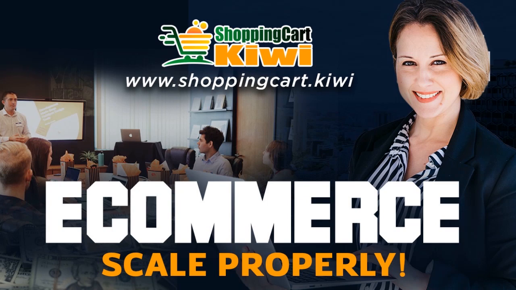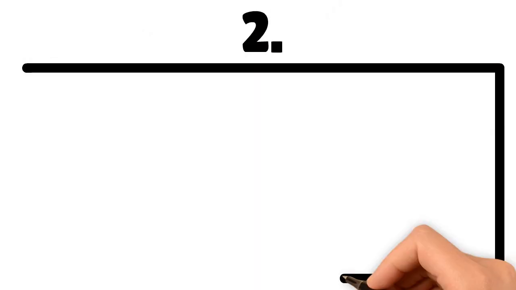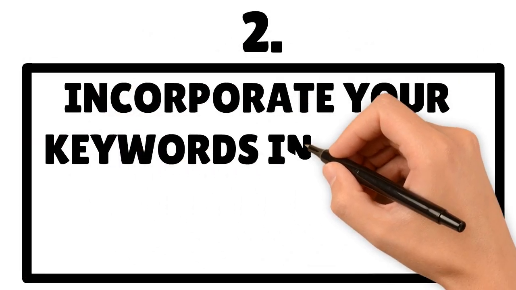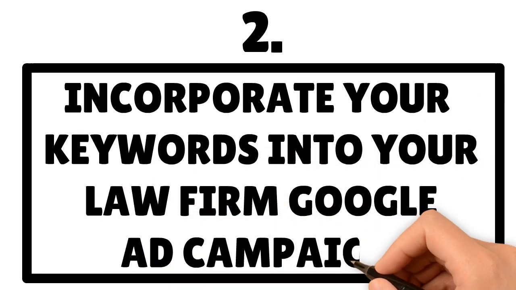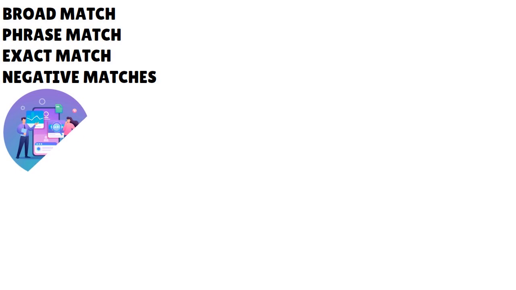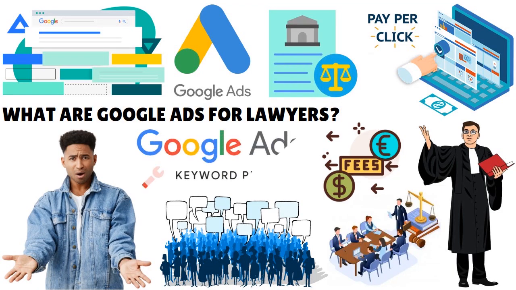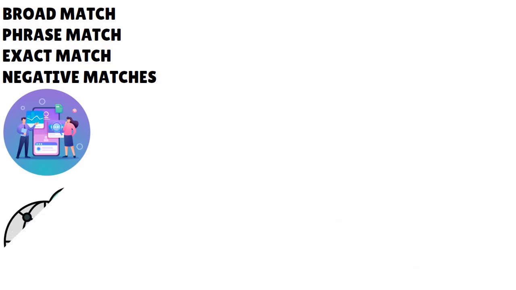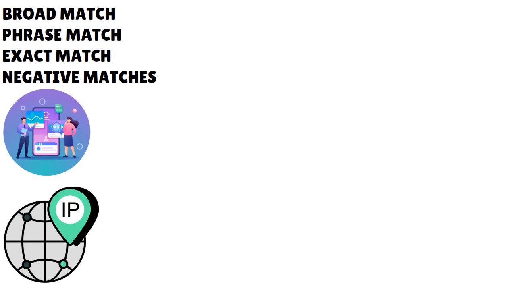If you're thinking about Google Ads for lawyers, also think about incorporating your keywords into your law firm Google ad campaign. You want your Google ad to appear on top of SERPs, as long as those keywords are relevant to the searcher's intent. So make sure you have your target keywords in the Google ad headline, the ad copy, the ad web address, and any ad extension.